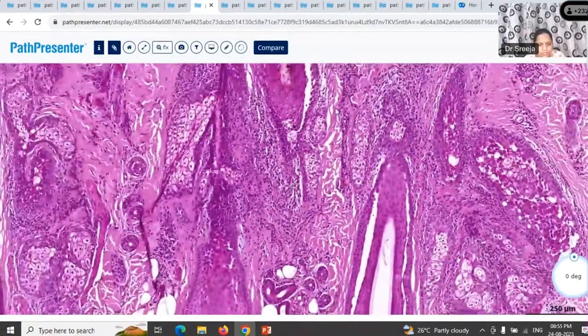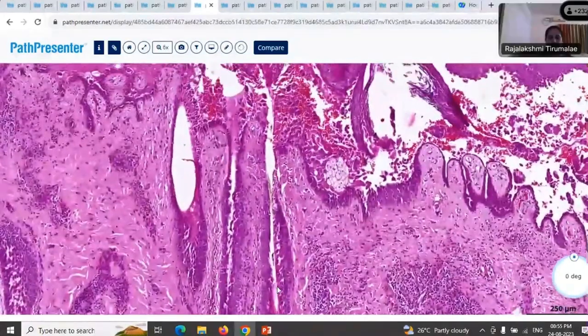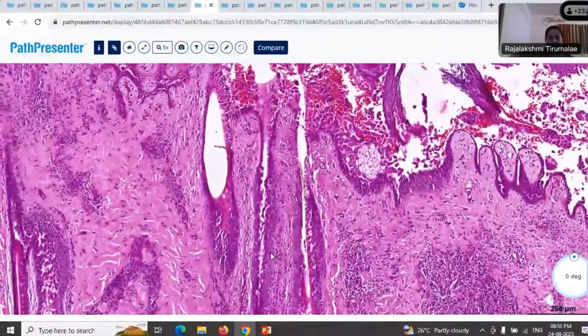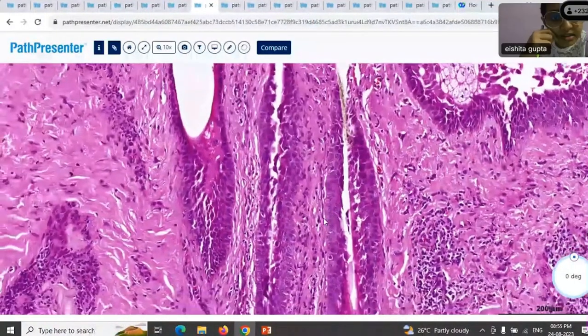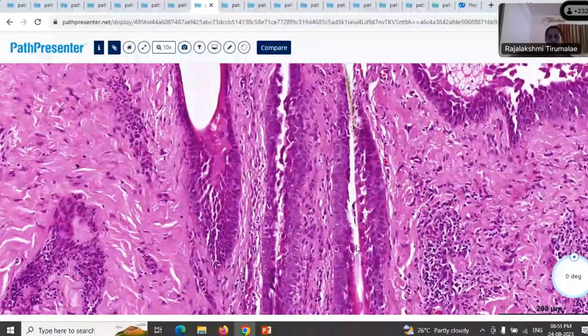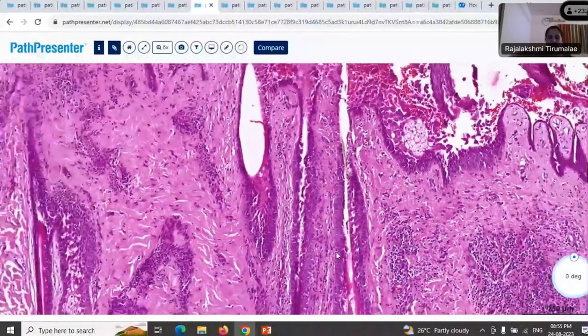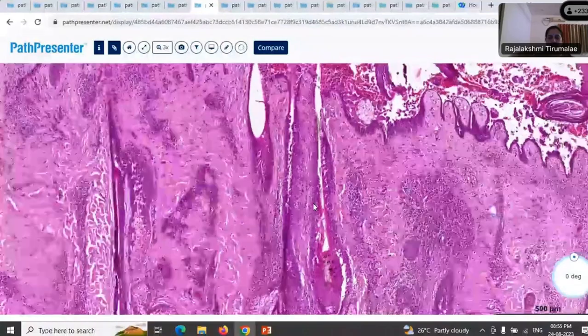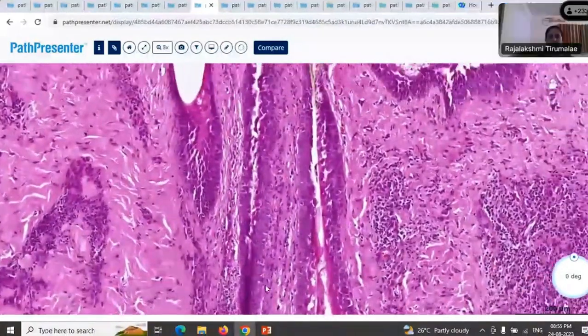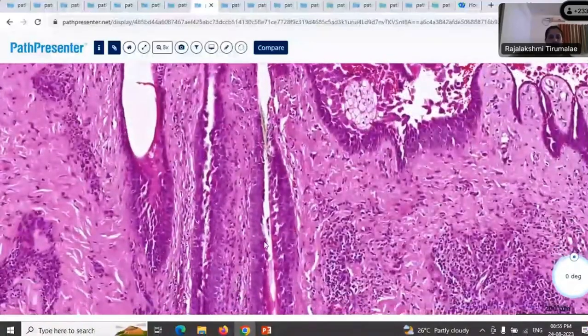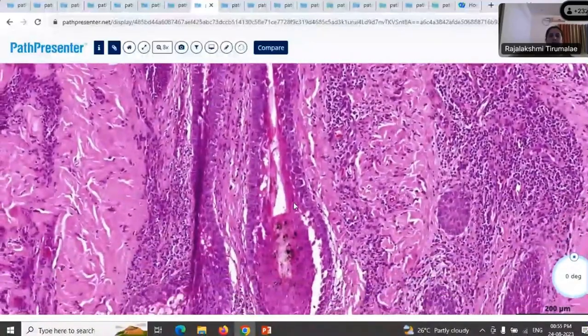Anything else? I'm showing you something. What is happening here? Here, what structure is this? Hair follicle. It's a hair follicle, right? So what's happened to this hair follicle? Is it looking normal? No, ma'am, it is compressed. What is happening here?